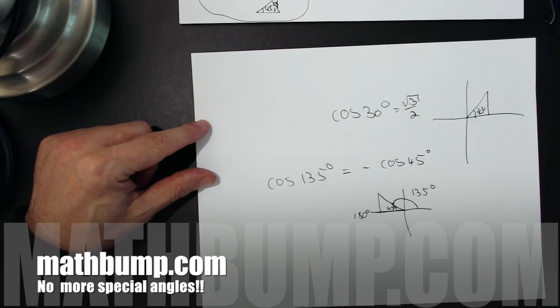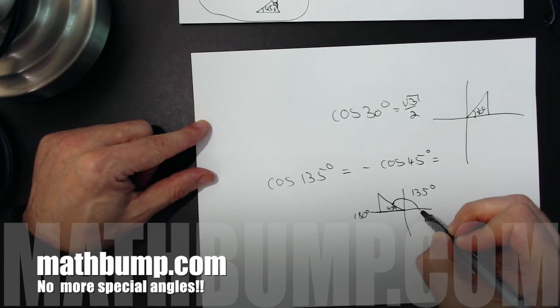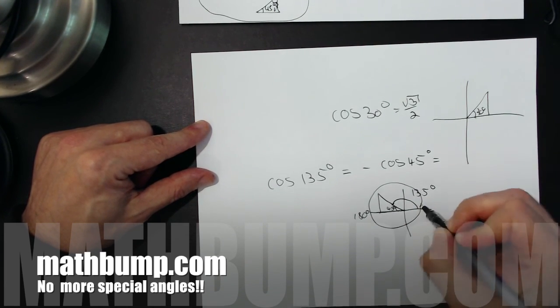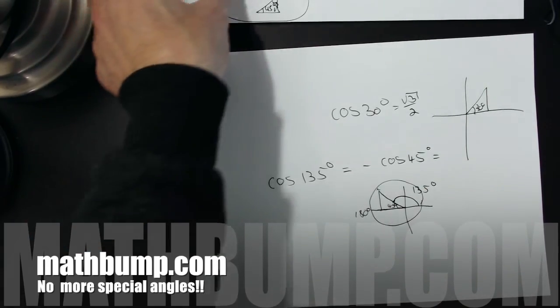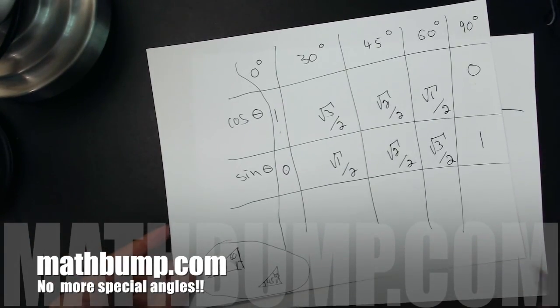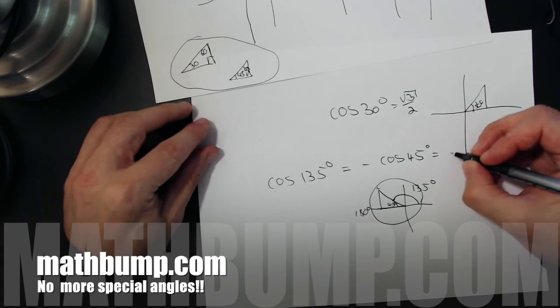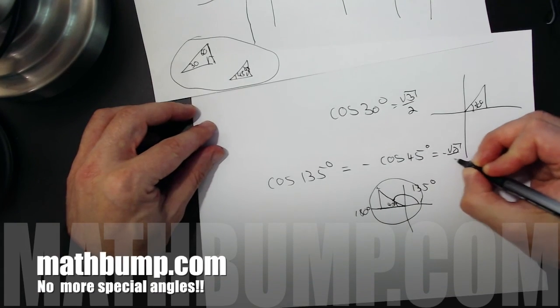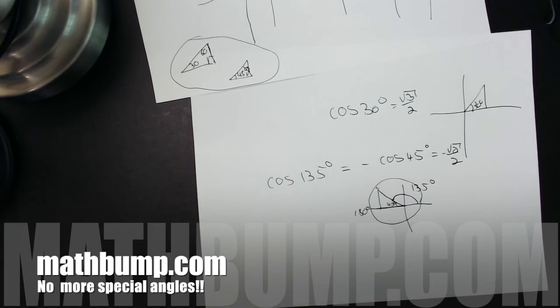And then, we don't memorize the unit circle. We don't memorize 16 or 24 different values on this thing. We just look in our table. What is cosine of 45? Well, it's square root of 2 over 2. So it's negative square root of 2 over 2. Bam.